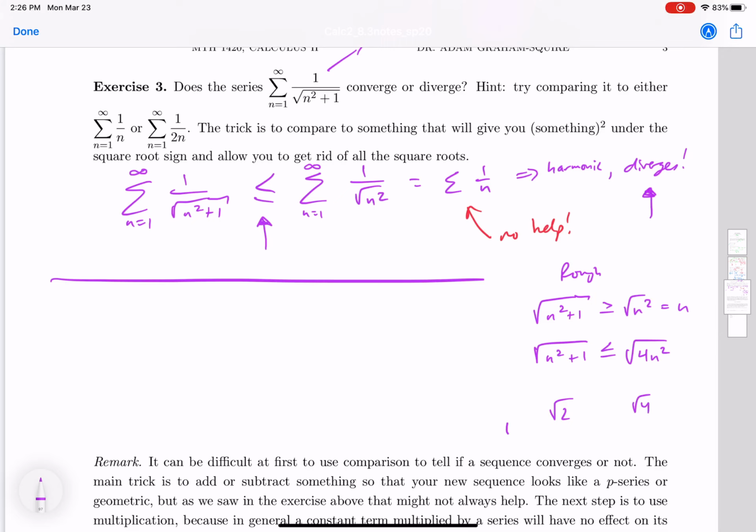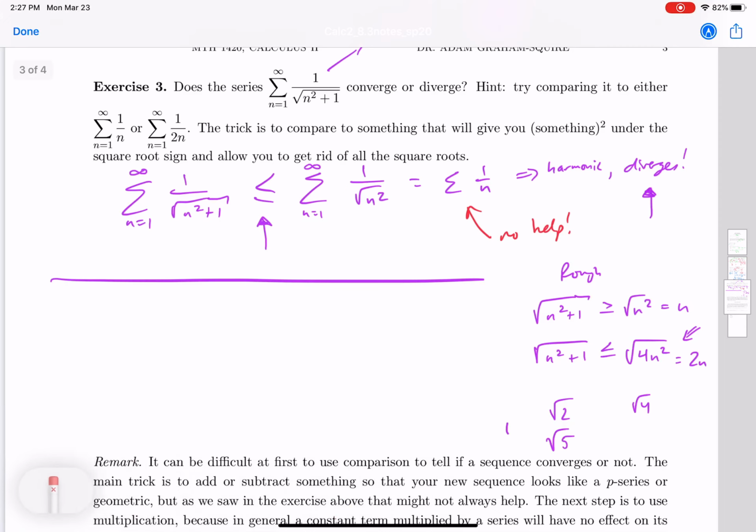For n equals 2, I'll get the square root of 5, because 2 squared plus 1 is 5. And here I'll be getting the square root of 4 times 4, which is 16. So this thing over here, the square root of 4n squared, is always going to be way bigger. And of course, that's easy to take the square root of. That's why I chose the number 4. That's always going to give me 2n.